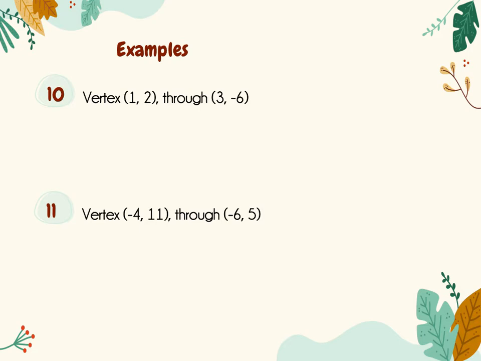So here is my first example. Let me go ahead and give you a visual of what the formula is again. The standard form is f of x is equal to a times x minus h squared plus k. Remember, in your vertex, this is h, this is k. In my ordered pair, this will be x, this will be y.